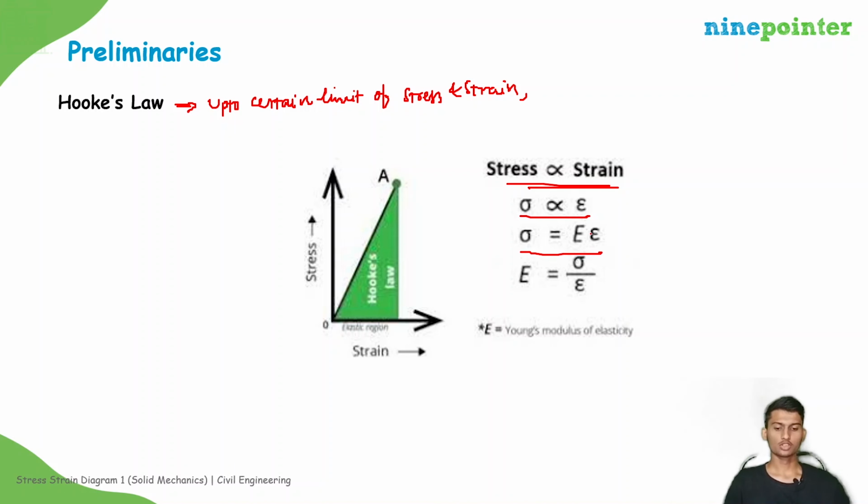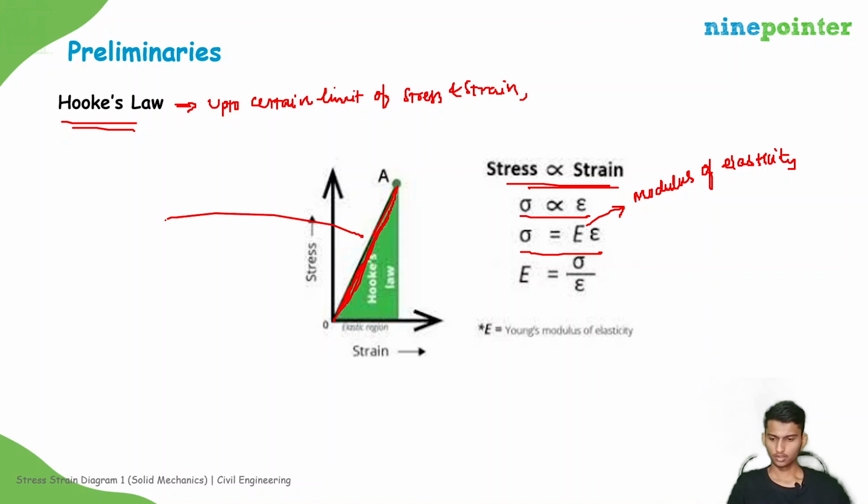That means sigma is equal to E into epsilon, where E is the modulus of elasticity, which is also known as Young's modulus. So E is equal to sigma by epsilon. So this will be a straight line. If you draw the stress strain curve, it will be a straight line, right? So this is about Hooke's law. We already studied Hooke's law. So this is a linear elastic material.